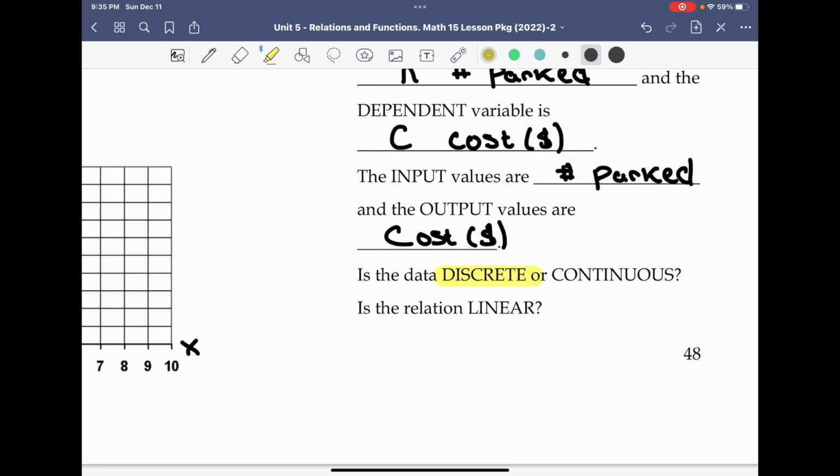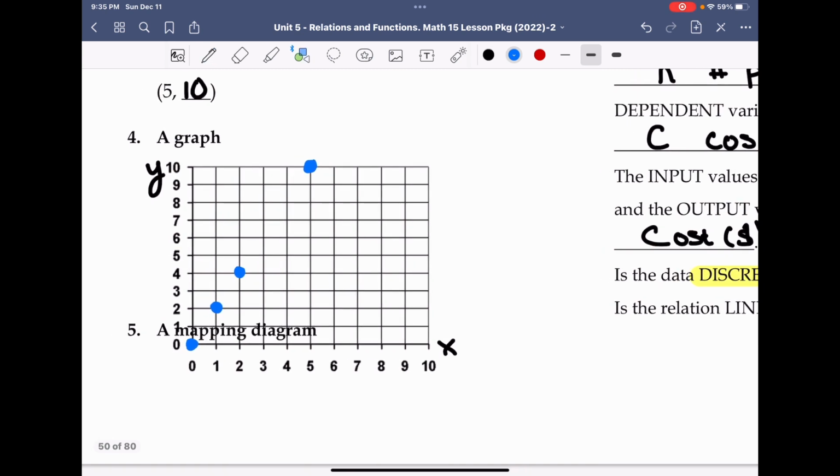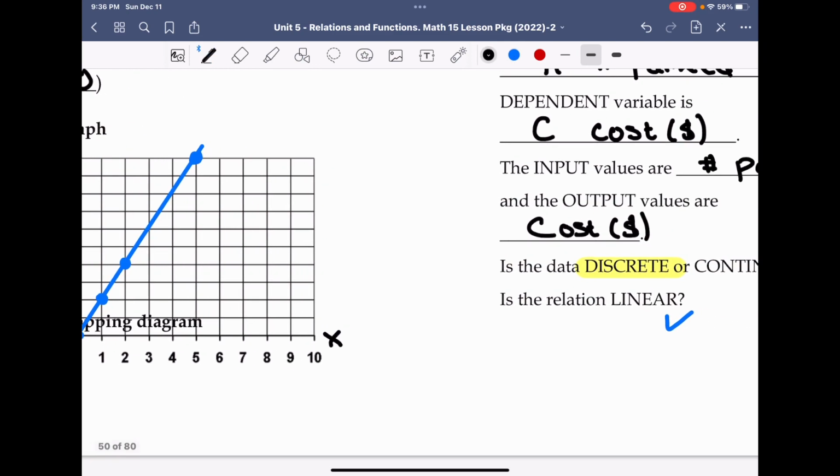And then we say, is the relation linear? Yes, of course, this relation is linear from our diagram here. What we could do is just draw a line of best fit, and we could say that the slope is consistent between any of those 2 points, thus it is a linear relationship.